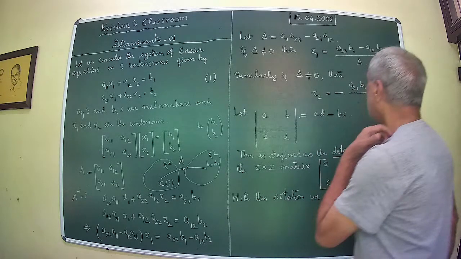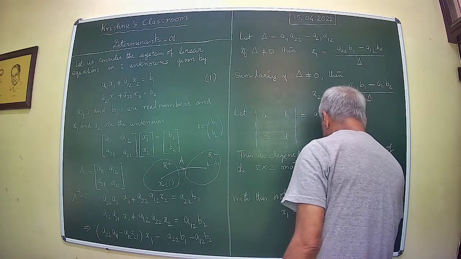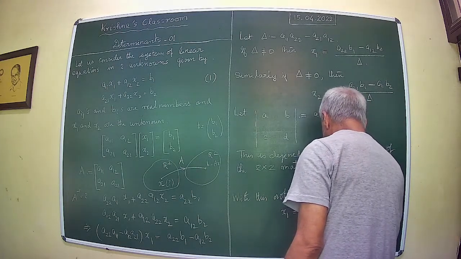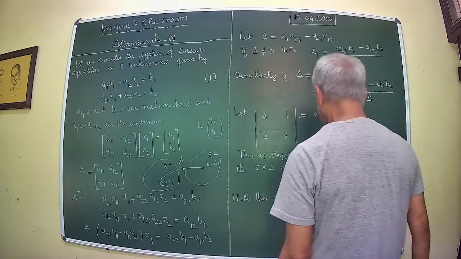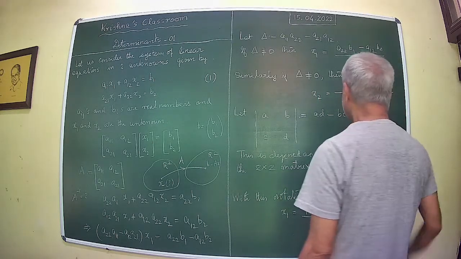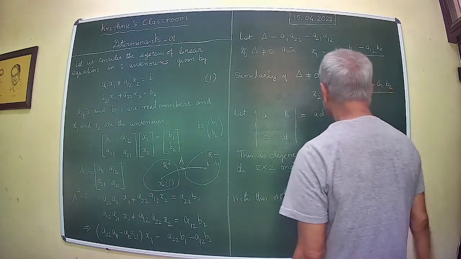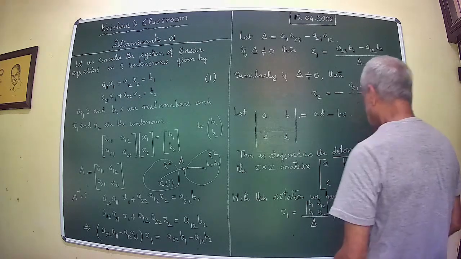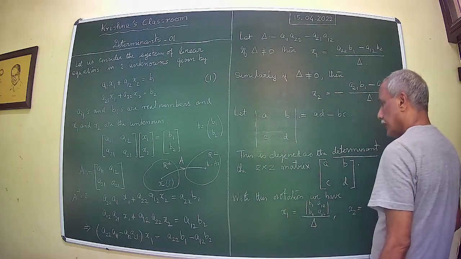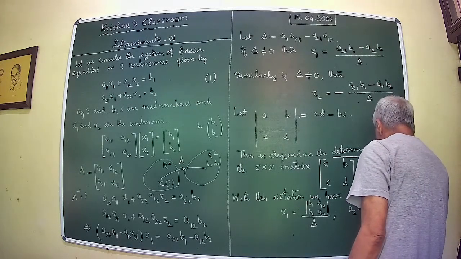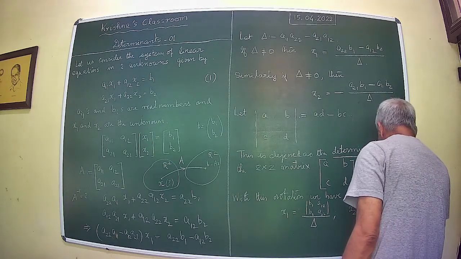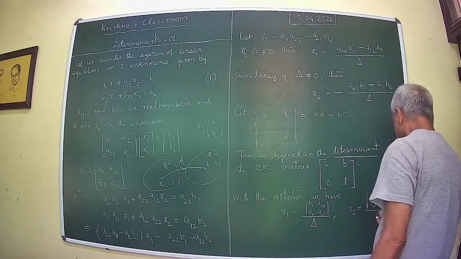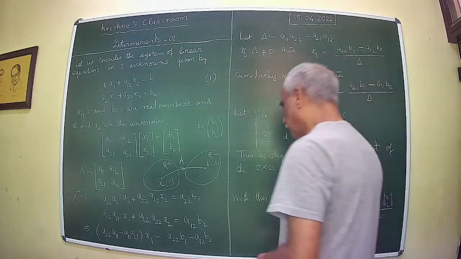x1 equal to the determinant of B1, B2 columns with the second column of A, divided by delta, and x2 equal to the determinant with A11 A21 and B1 B2, divided by delta.